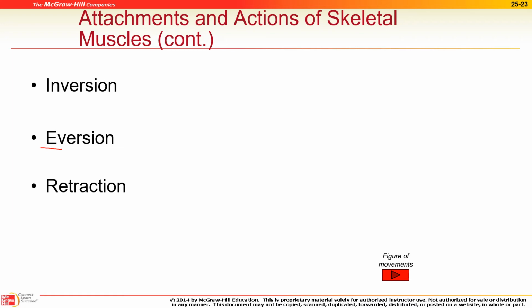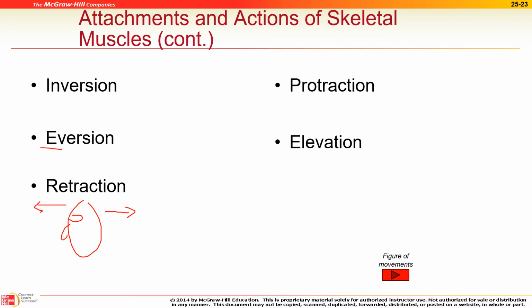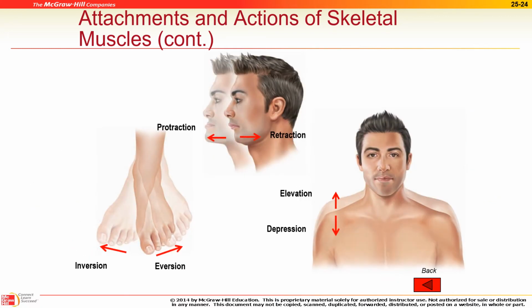Retraction, when you pull a body part back, like your head, right? You can pull the head back. Right, here's his nose and eyes. Protraction, that's when you pull the head forward. Elevation, something up, like your shoulders. You can put your shoulders up, and then depression puts the shoulders way down. So turning your ankles in, inversion, turning your ankles out, eversion, putting your head forward, protraction, head back, retraction, and then your shoulders up and down.